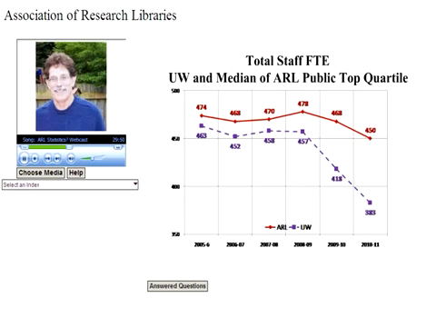One other slide to show you, using ARL data, is just in total staff. This is an efficiency one. We're always being asked how efficient we are, and do we really need all these people in the library? And we can show that we were pretty close to the ARL median public top quartile for a number of years, but over the last 3 years have slipped much further behind.